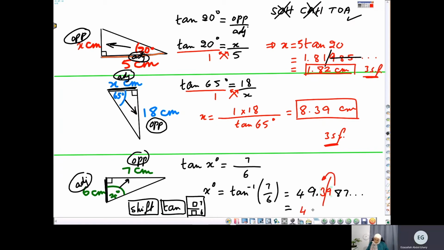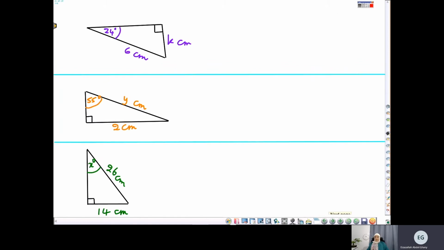It will be 49.4 degrees, to 1 decimal place. Okay, now let's go to the next page. We'll make more practice on SOHCAHTOA.